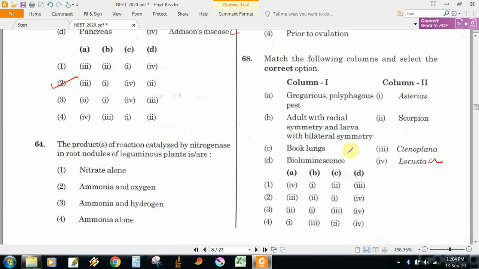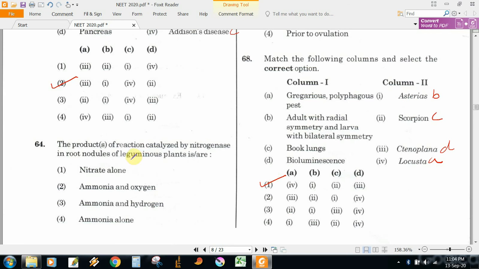And next is Ctenophora. We know it is mainly known for bioluminescence. Scorpion is known for book lungs. Asterias, it is an echinoderm, and echinoderms mainly exhibit radial symmetry during the adult stage, but in the larval stage they have bilateral symmetry, right? So based upon this, the right option for this here is first one, right?